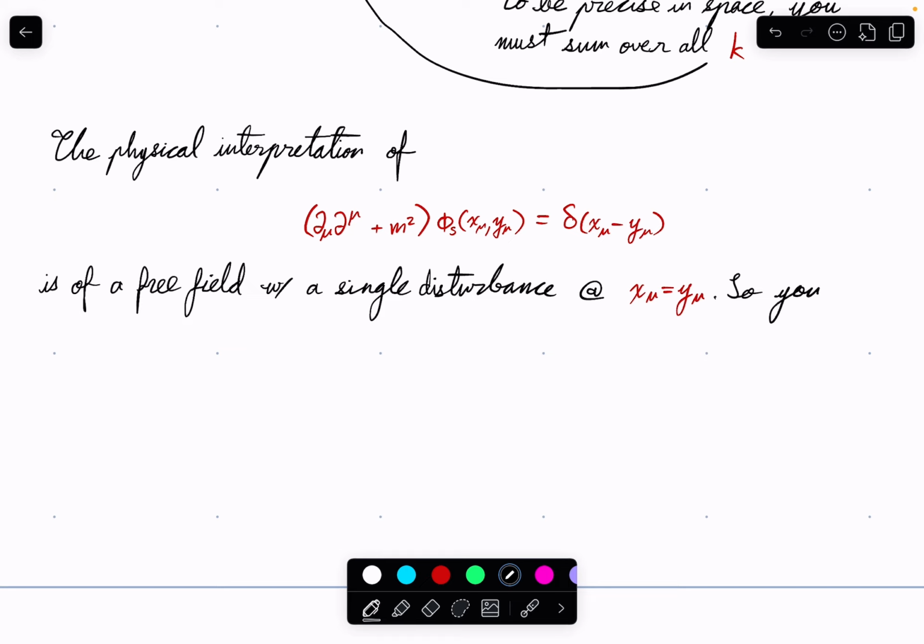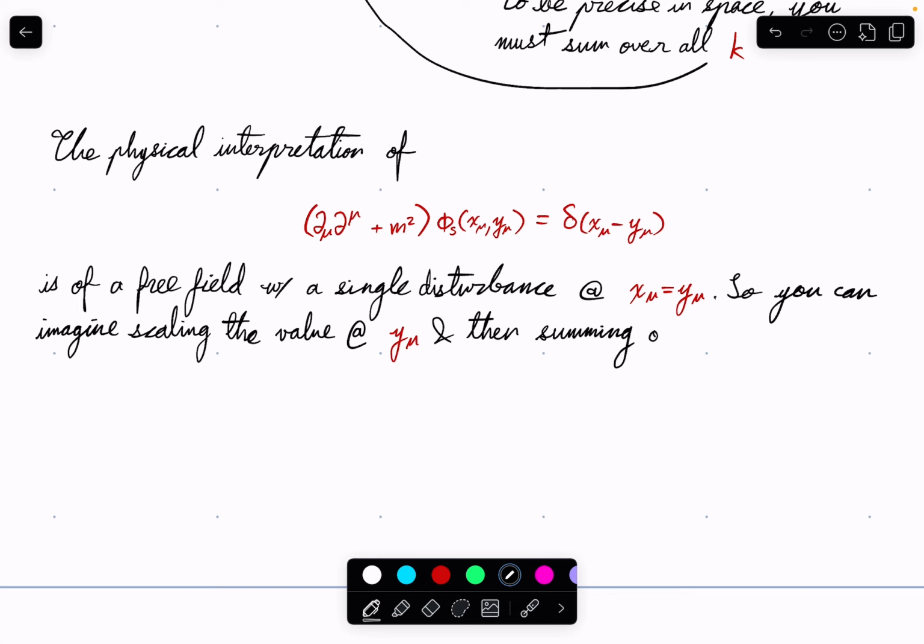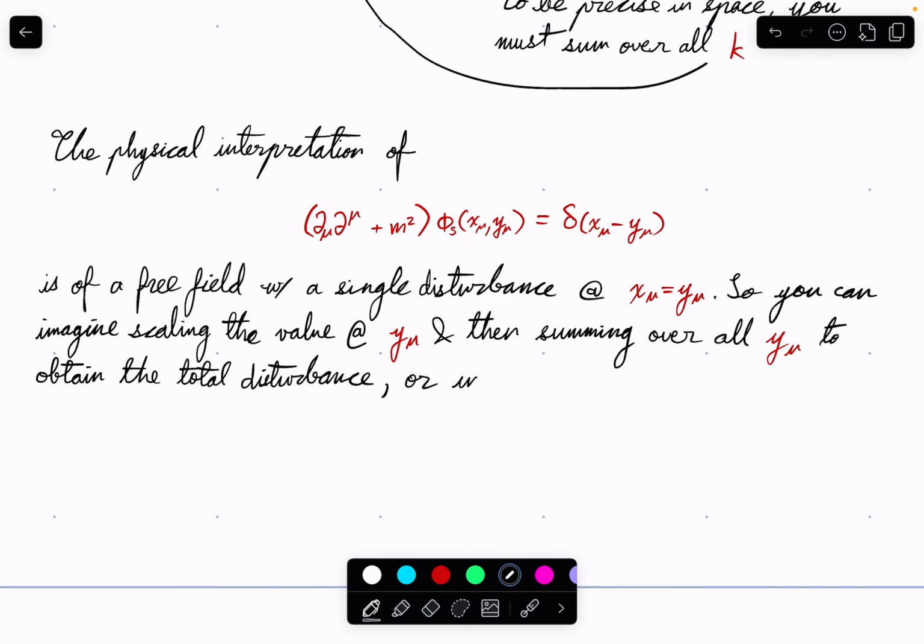So you can imagine scaling the value at this position, and then summing over all y mu to obtain the total disturbance. Or a better way to put this is interaction.